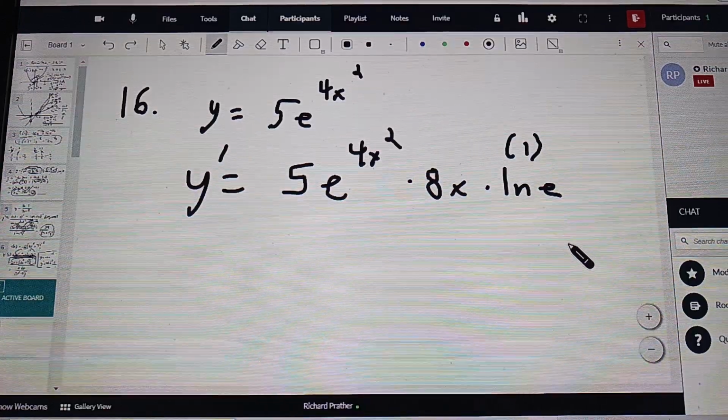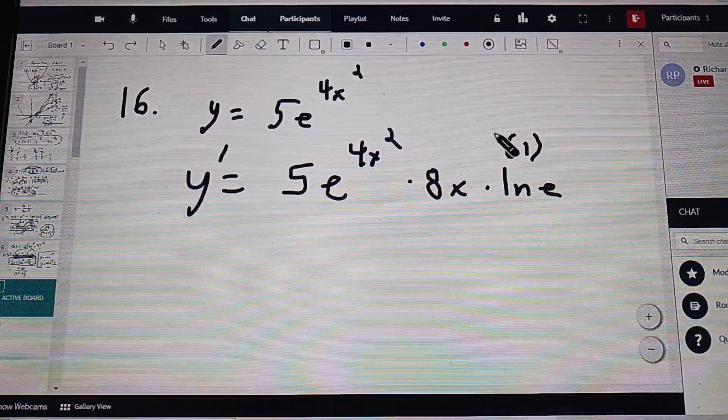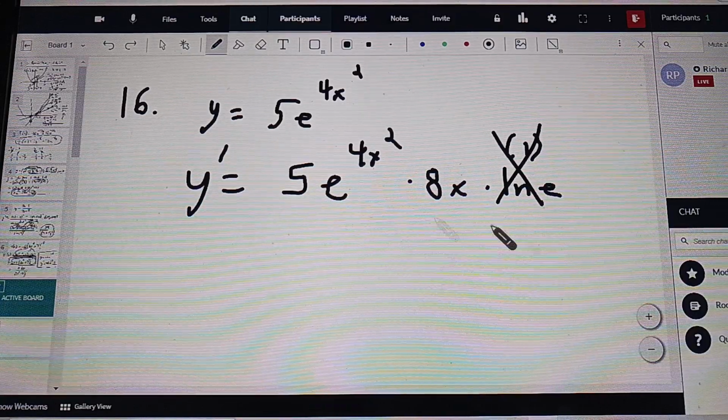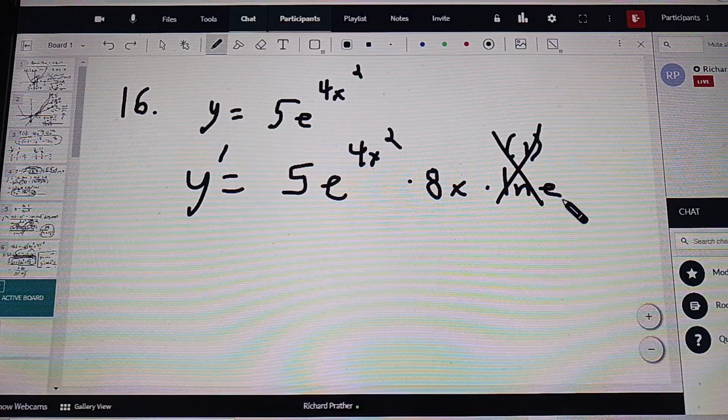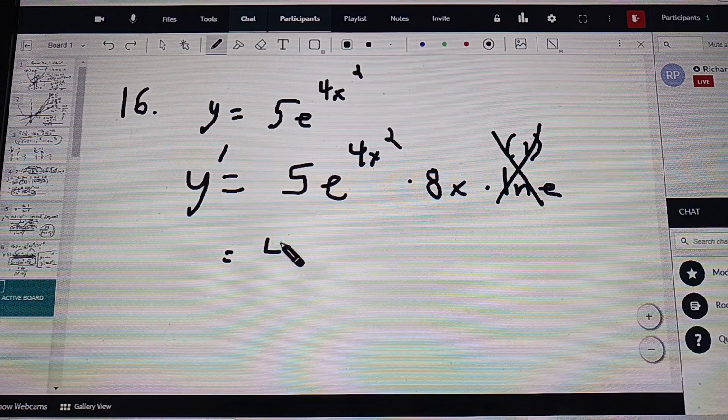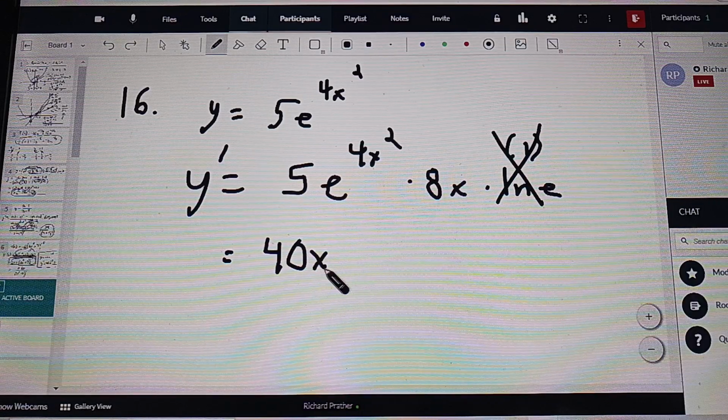So if you get base e, then this doesn't matter, if there's other stuff still here. But if it was any other base besides an e, then I would have to have an ln of that base multiplied on. It's just like an extra constant to the problem. So again, they probably would take this answer, but I'm going to clean it up and do 5. Why not do 5 times 8? It just looks better. That's easy. 40x e to the 4x squared.